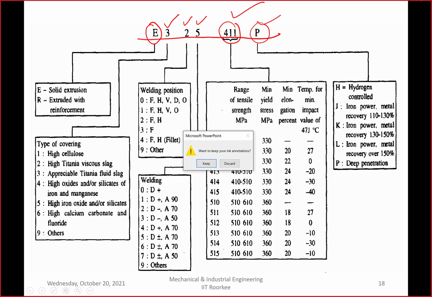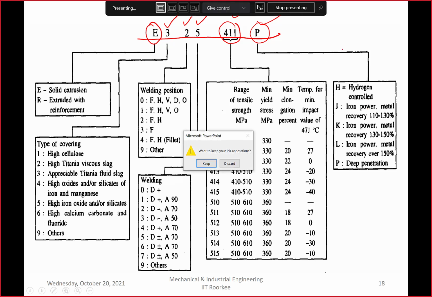Okay, so that's all from my side. This was about the electrodes.